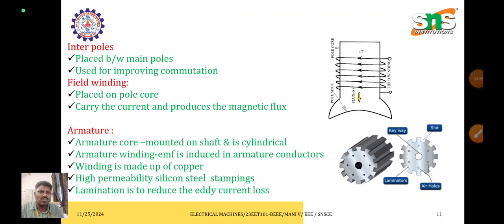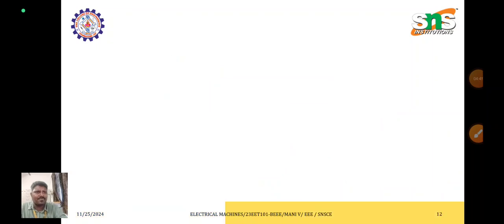The armature core is mounted on the shaft, and it is cylindrical in shape. In the armature winding, EMF is induced in the armature conductor, and the winding is made up of copper only. High permeability silicon steel stampings are used to reduce the eddy current losses in the armature of the machine.